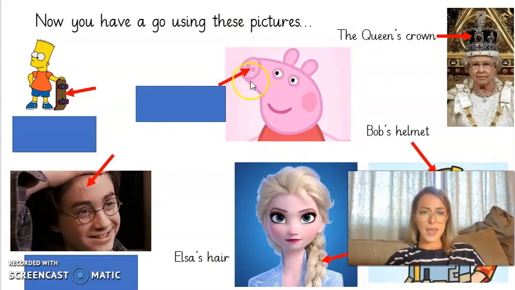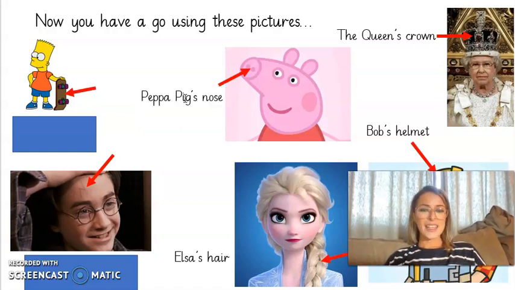Now this is Peppa Pig, and this is the nose that belongs to Peppa Pig. How do you think the answer's going to go for this one? Pause the video, write it down. Are you ready? It is Peppa Pig's nose, and the apostrophe goes straight after Peppa Pig because Peppa Pig is the one who owns the nose.